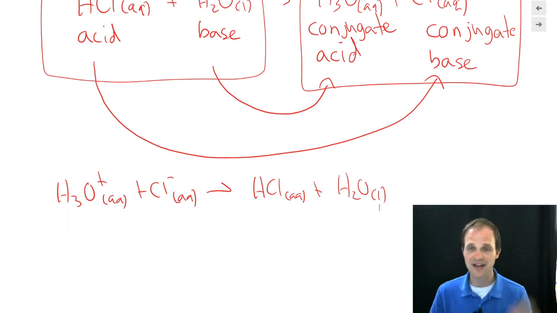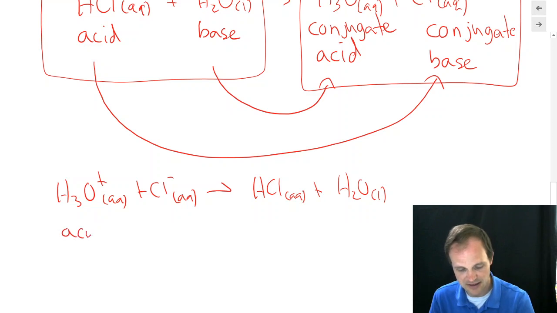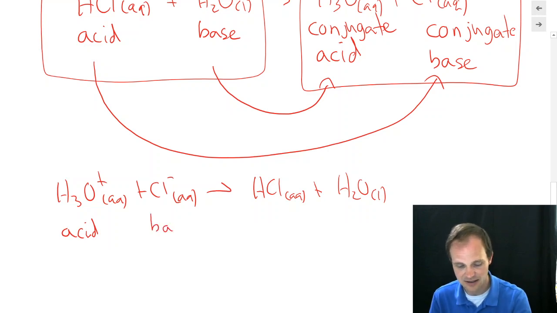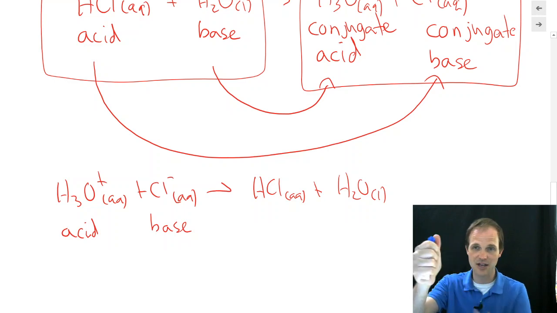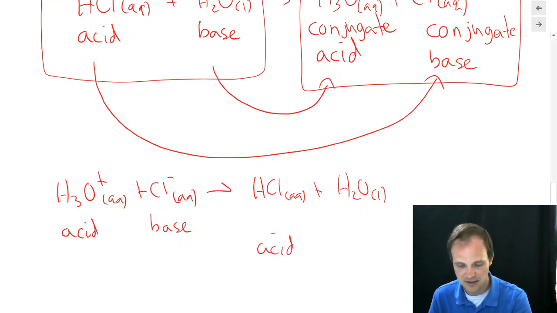Now what do I have? I've got an H3O plus. It gives away an H plus, and so I call that the acid. And then Cl minus takes that, and so he's the base. But now, the Cl minus is here. He takes the H. Now what is he? He's HCl, but he's an acid now, so we're going to call him an acid.